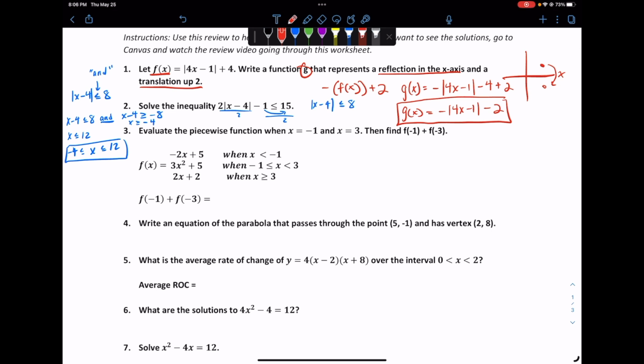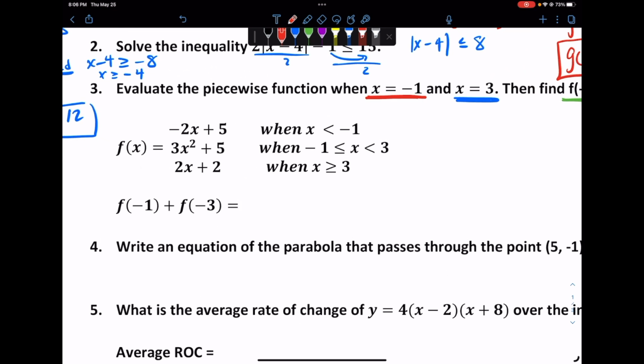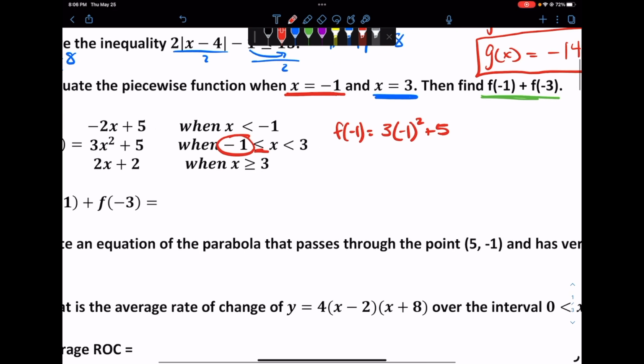Evaluate the piecewise function when x is negative 1 and x equals 3. And then we want to find f of negative 1 plus f of 3. All right, so when x is negative 1, we want to be here because we are equal to negative 1. So f of negative 1 is going to be 3 times negative 1 squared plus 5. Negative 1 squared is 1, times 3 is 3, plus 5 is going to be 8. And then when x is 3, we're going to be here. So we have f of 3 is going to be 2 times 3 plus 2. So that's 6 plus 2, which is 8.